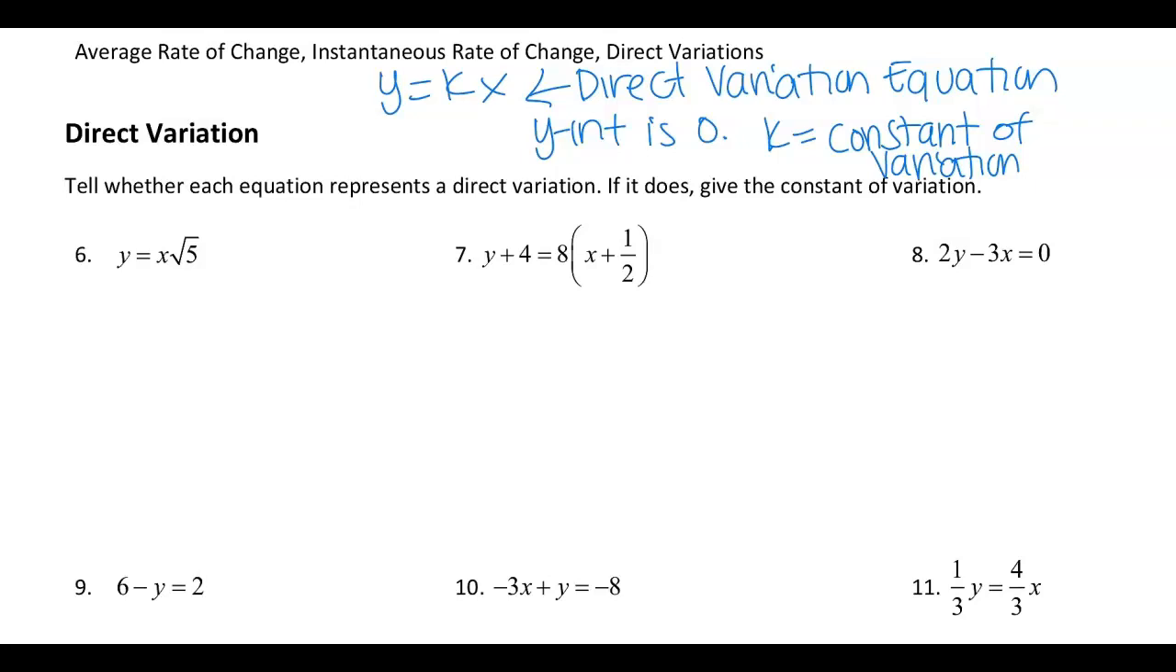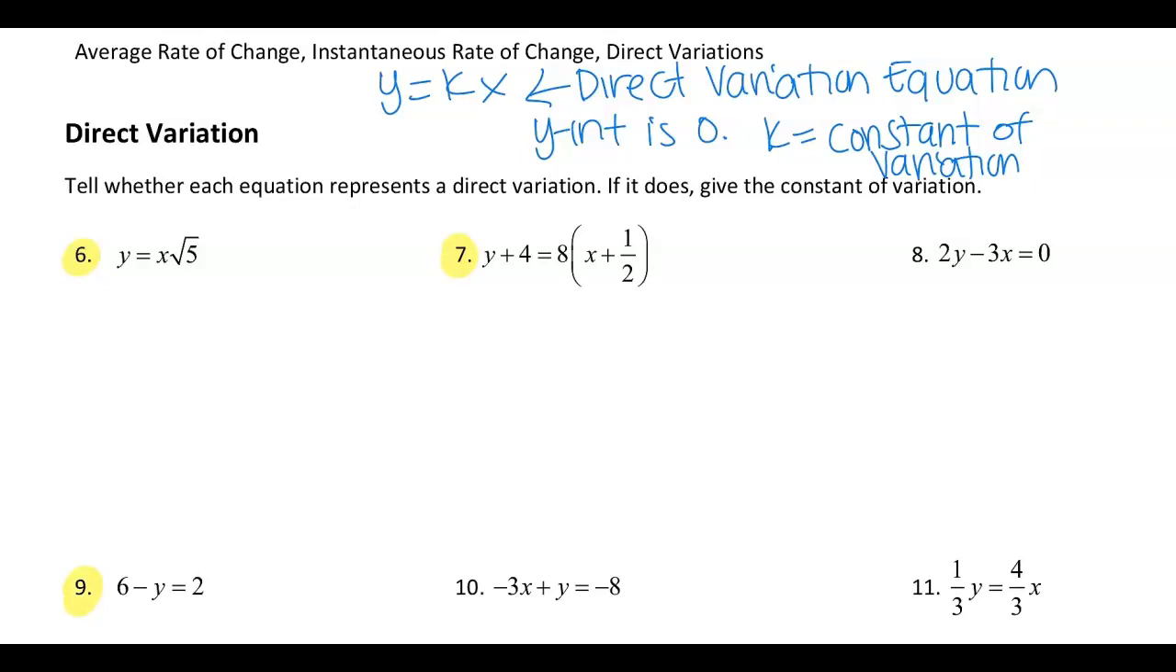So here's your direct variation equation. It doesn't have a y-intercept, and the k-value is very similar to your slope. It's in the same spot. So for the part down here, we're going to look at 6, 7, and 9. And I'll help you with number 6, but you guys will do 7 and 9.